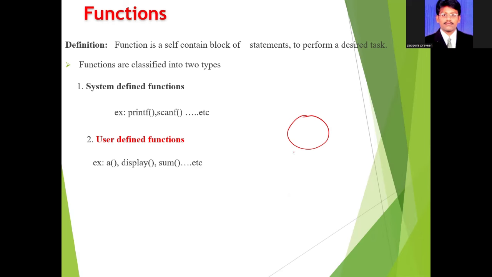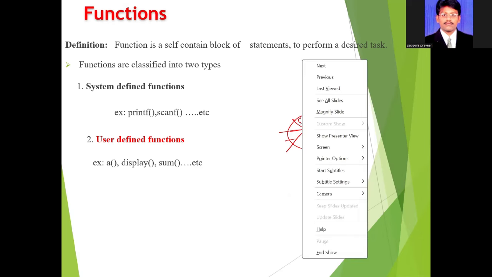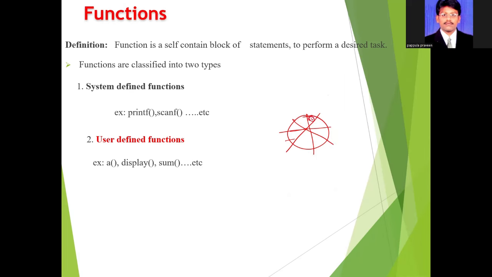Now this is your task. Observe here, the circle is a task. This task can be divided into partitions. This partition is called function 1, this partition is called function 2, and this partition is called function 3. So that's why the definition of a function is a self-contained block of statements which contains one or more statements to perform a desired task.